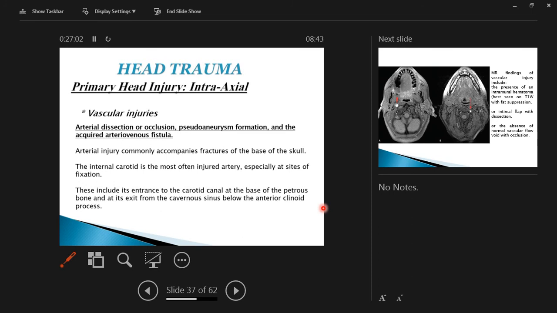Another intraaxial injury is vascular injury. Arterial dissection, occlusion, pseudoaneurysm formation, and acquired arteriovenous fistula may occur. Arterial injury commonly accompanies fracture at the base of the skull. The internal carotid artery is the most affected artery and typically occurs at the sites of fixation.